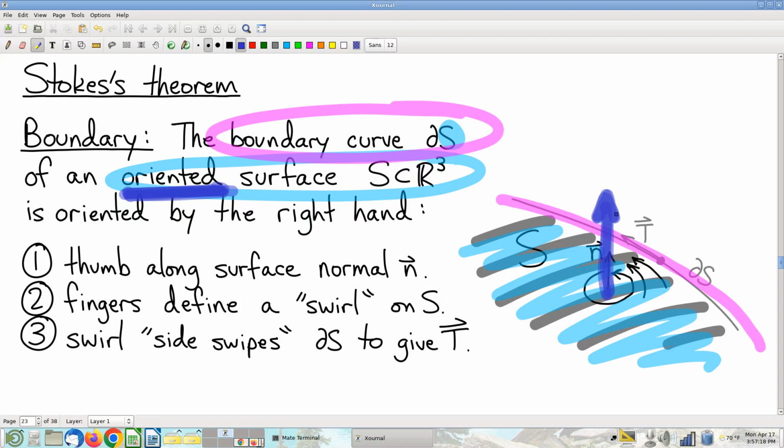Given that orientation on our surface, the question is, which should be the proper orientation on the boundary curve? Should it be that way or should it be this way? What is what we call the induced orientation, that way or this way, on the boundary? Everybody see the question?